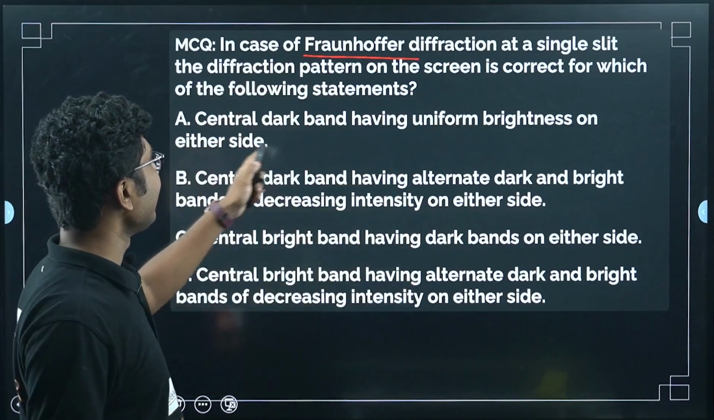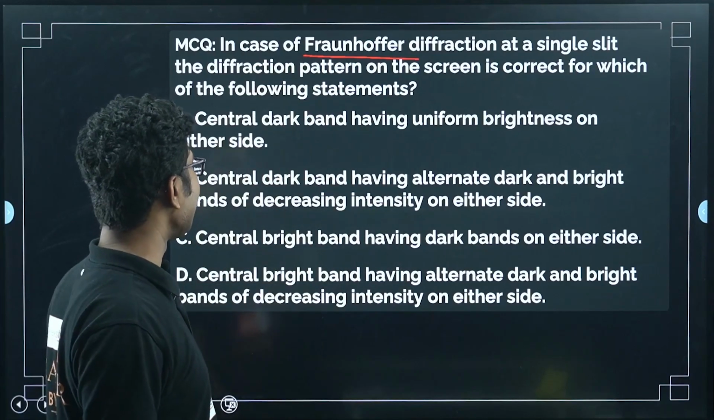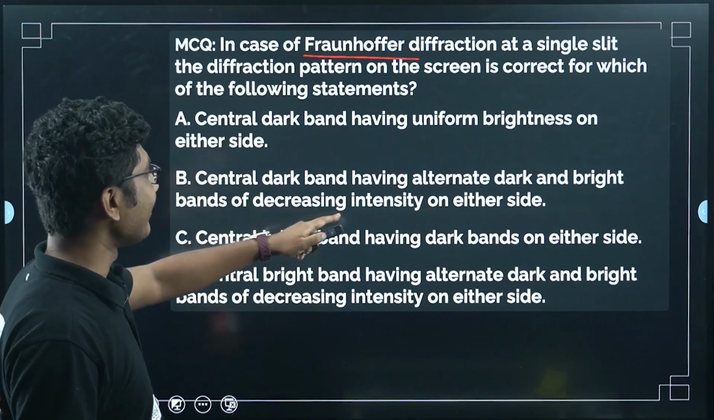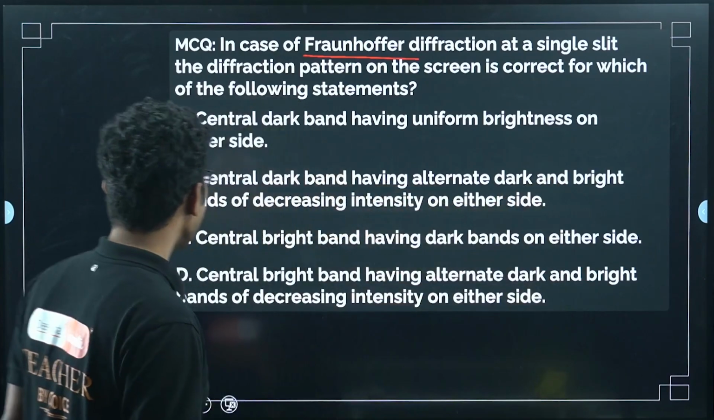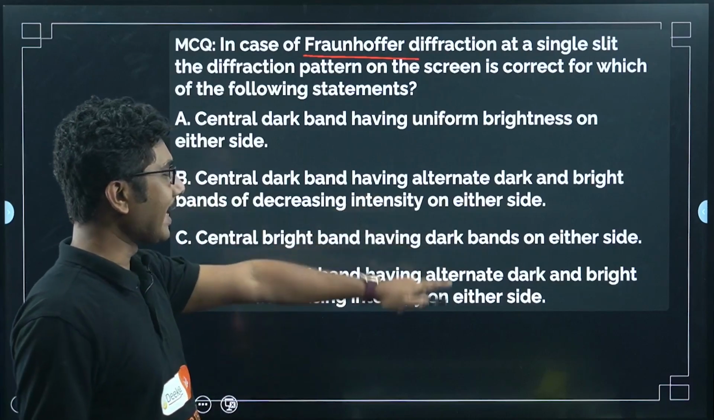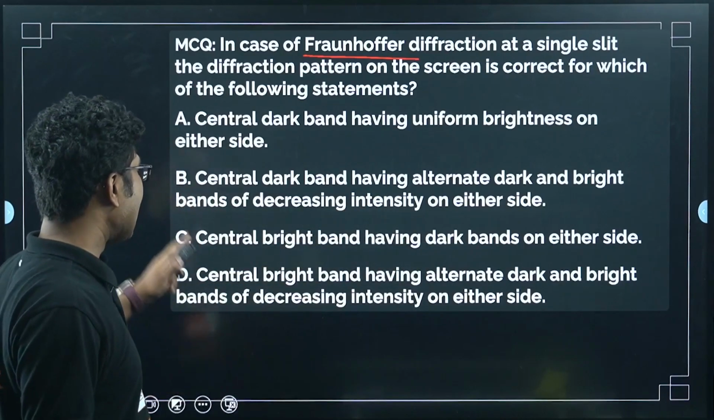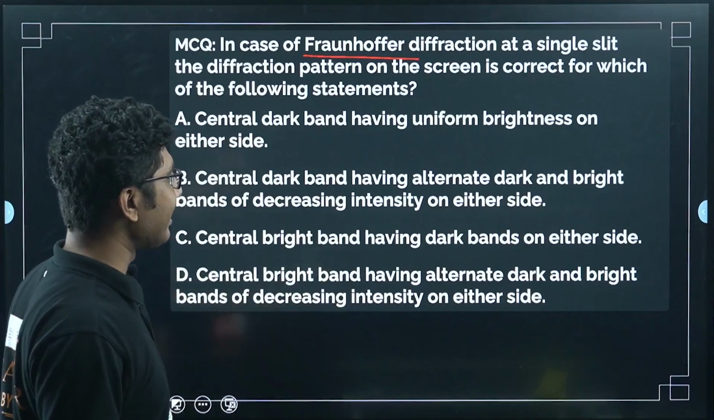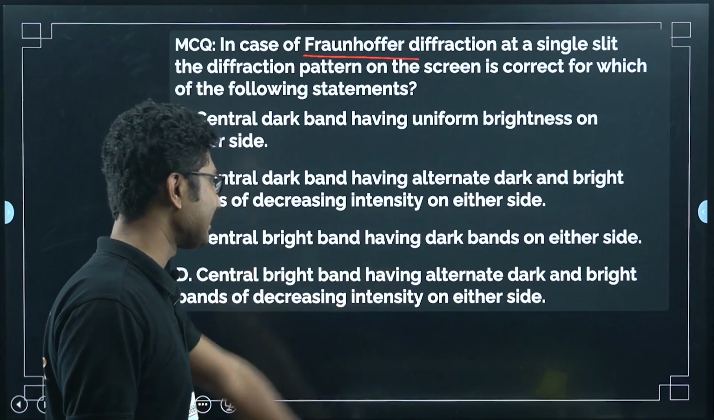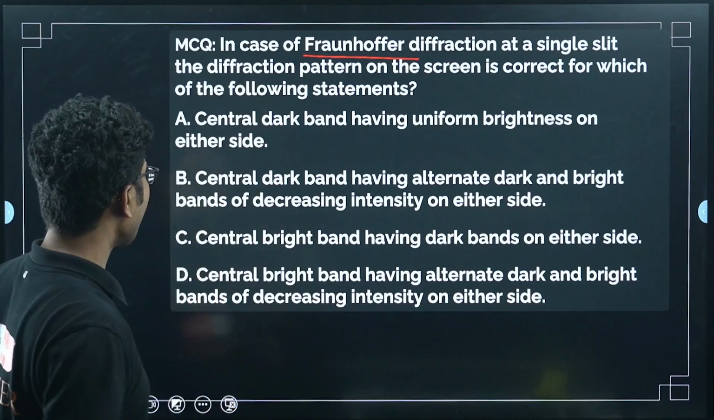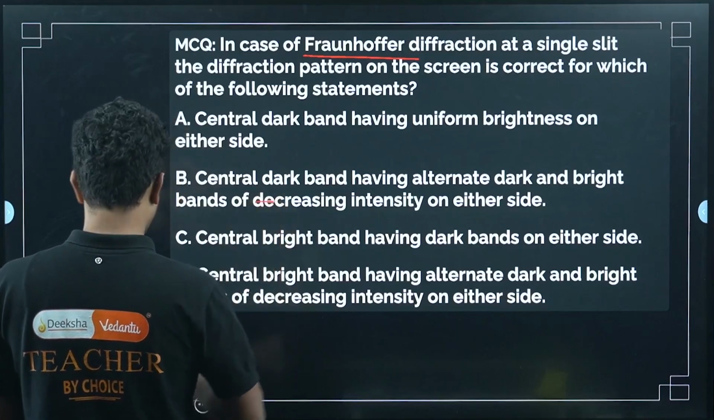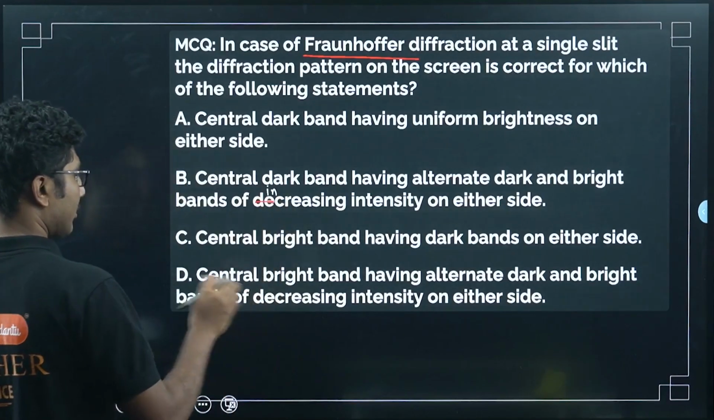Okay, central dark band having uniform brightness on either side. Central dark band having alternate dark and bright bands of decreasing intensity on either side, central bright band having dark bands on either side, central bright band having alternate dark and bright bands of decreasing intensity on either side. Okay, so option B and option C are same. I think one of them will be increasing, another will be decreasing.